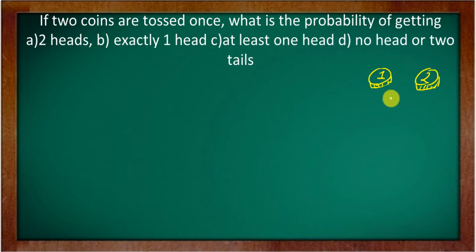Fine, we have two coins and they are tossed once. So one in the left hand and one in the right hand, we toss both coins together, throwing them in the air. And then he's asking us what is the probability of getting two heads. Fine, then exactly one head, at least one head, and no head or two tails. So we need to find the probability of all these events. All right, don't be afraid, it is very easy, you already know it.